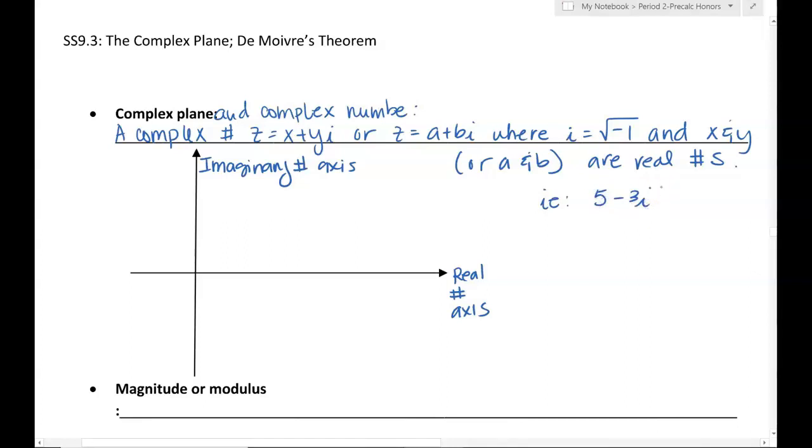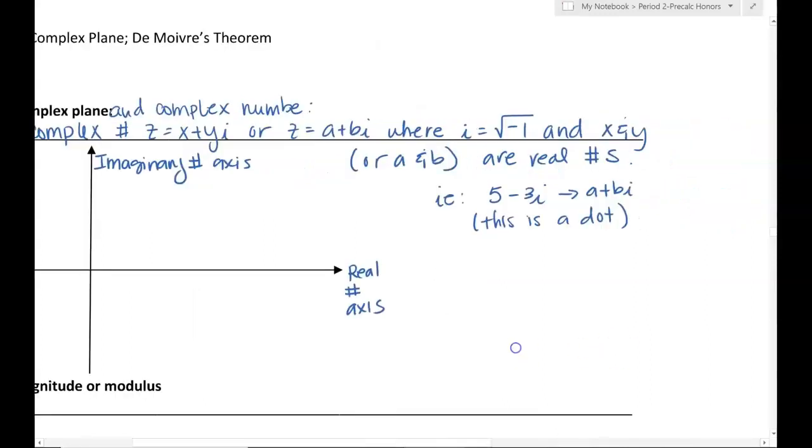So how would we graph that? This is just a dot. So we're going to go 5 units, that's a real number. So think of it as a plus bi, or think of it as x plus yi. Okay, so we have 5, 1, 2, 3, 4, 5. That's 5 real numbers, right? 5 on the x-axis, and positive goes right. Then we have 1, 2, 3, so -3. So here we go. So this right here is 5 minus 3i.